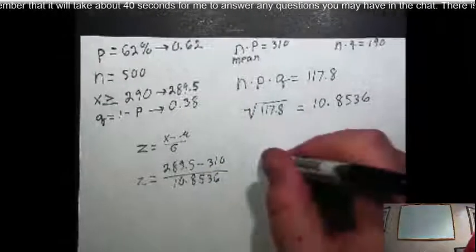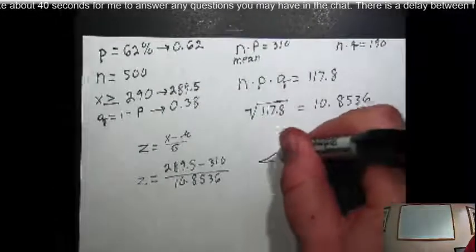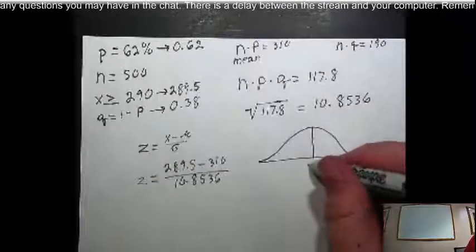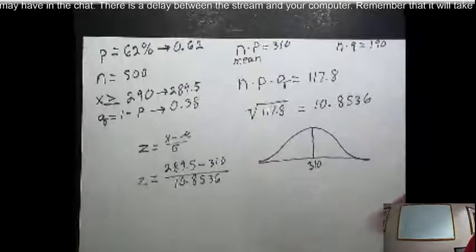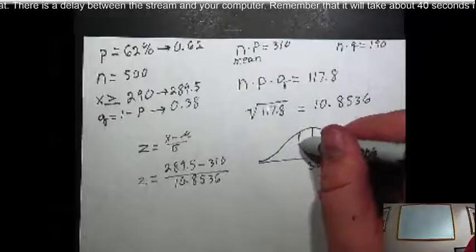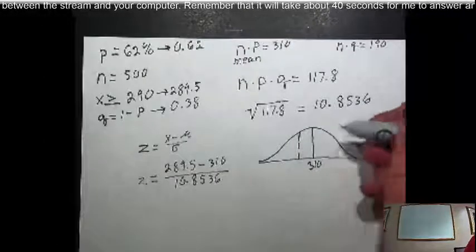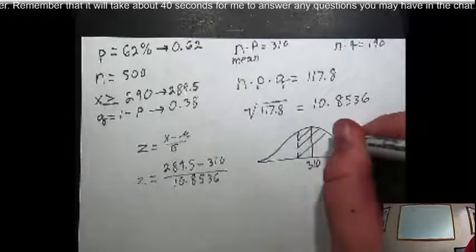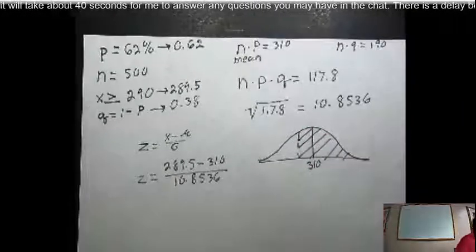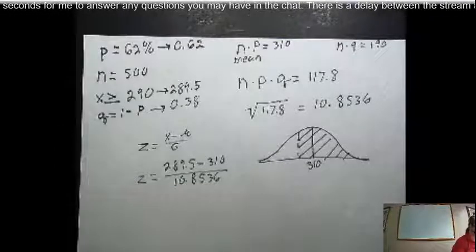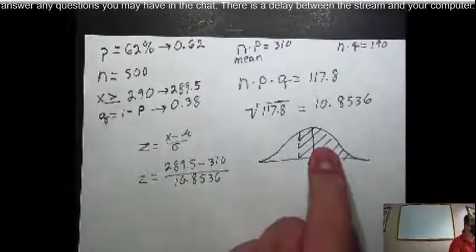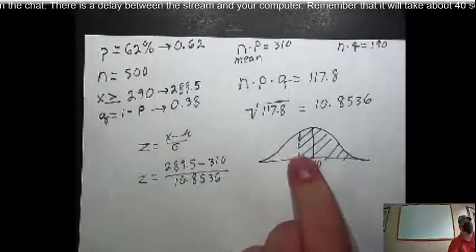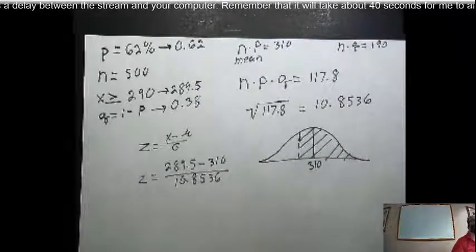And again, it's always a good idea to sketch what you're doing so that it's harder to mess up. So our mean is right here, 310. The score we're looking at is about 290. So that's under 310, and we want the things that are above that score. So we should be looking for a probability that is rather large. In fact, this is most of the curve here, so we're looking at something around 90%. So let's see what we get.